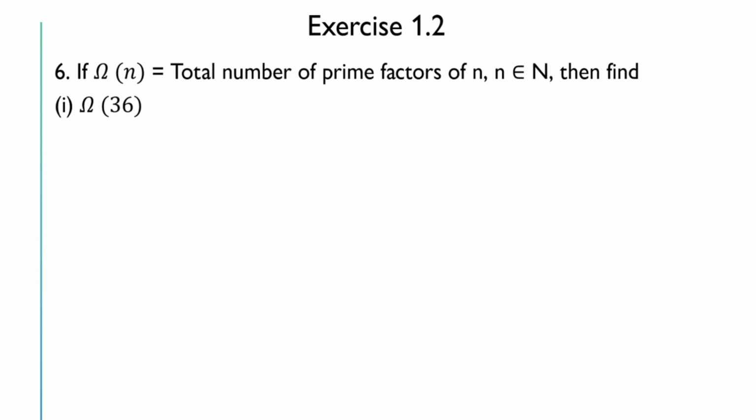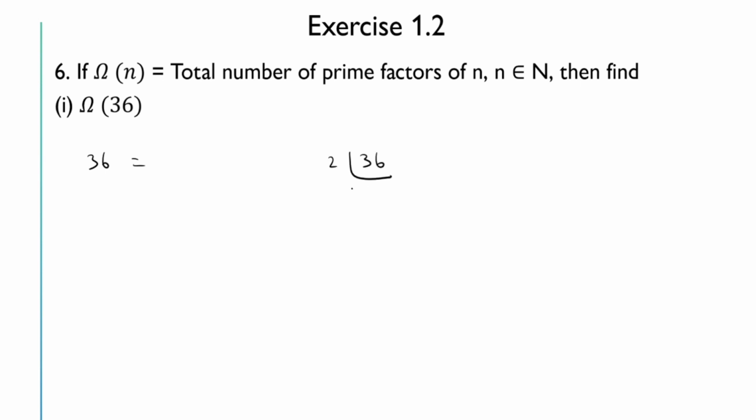The next question is, this symbol is called capital omega, we can also say it as omega. If omega of n is equal to the total number of prime factors of n, n belongs to N, then find the first one, omega of 36. The small omega was the number of distinct prime factors of n, whereas here it is the total number of prime factors of n. So first let us factorize 36.